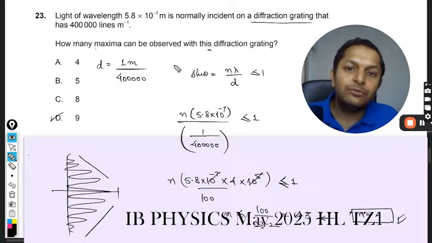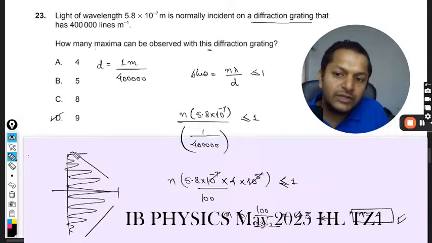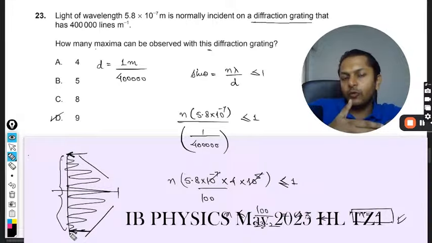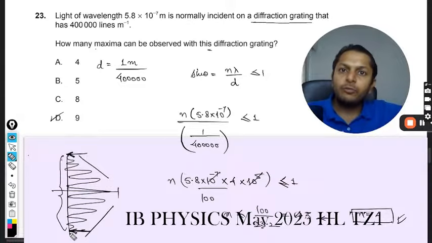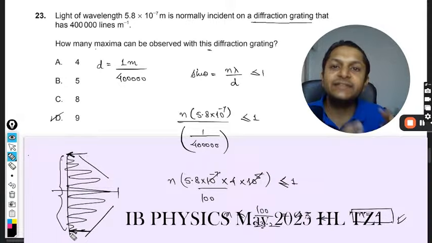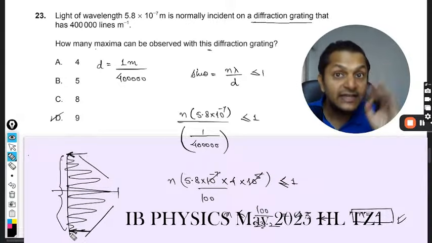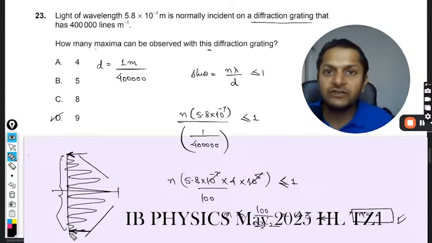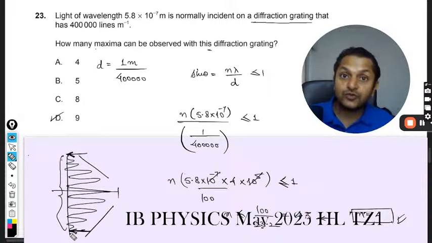How many maximas can be observed? Because at this point there will be the first diffraction minima, and here it will be the first diffraction minima. So we are only concerned with this much of the area, and including the positive and the below one, there will be 4 up, 4 below, 8, and 1 will be the central maxima because it is counted as 0. So a total of 9 fringes will be visible. So this will be your correct answer.